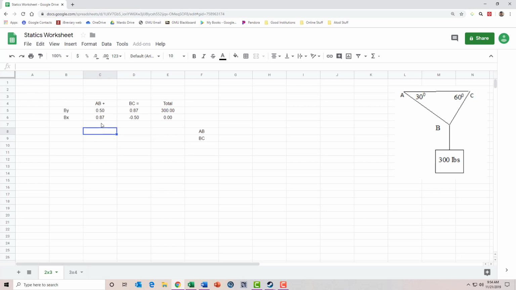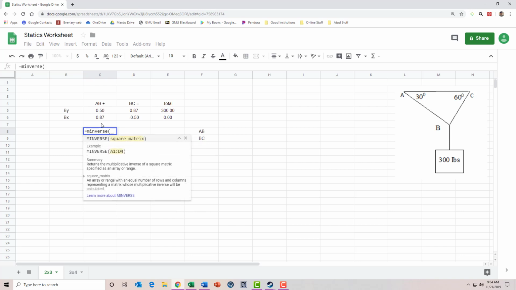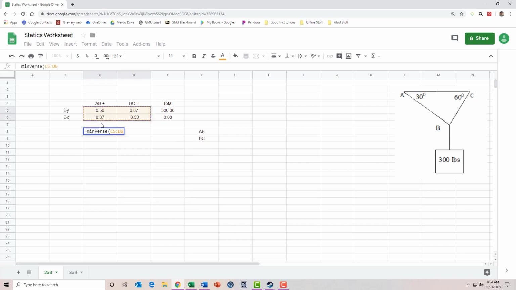So I use this function, equals M inverse, and then highlight my 2 by 2 matrix, the matrix with the coefficients. Hit enter, boom, and this is the inverse of that matrix. Even though it looks exactly the same, if you change a number, notice right here, if I say plus, it does show that there's a difference. So in this special case, the inverse is the same as the original.